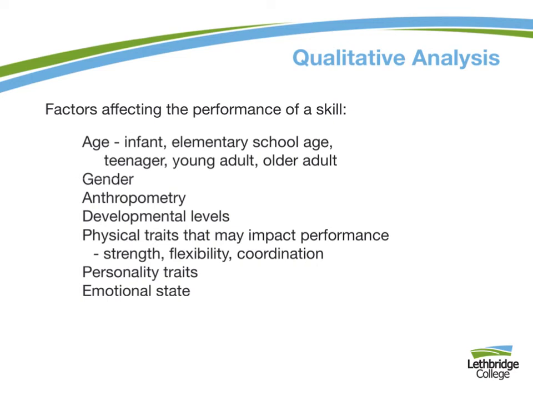Now, again, when you're doing a qualitative analysis, you've got to think about different factors that will affect the performance of a skill. Now, age is the first factor we're going to talk about quickly. So you have to think about the age of the person you're observing as to how they're going to execute that skill versus the expectation of level of expertise of the skill as well.